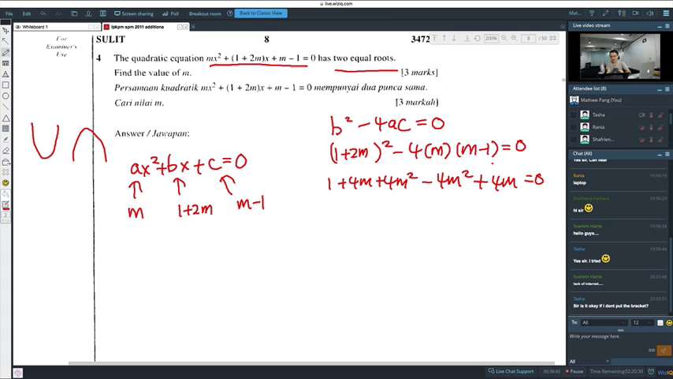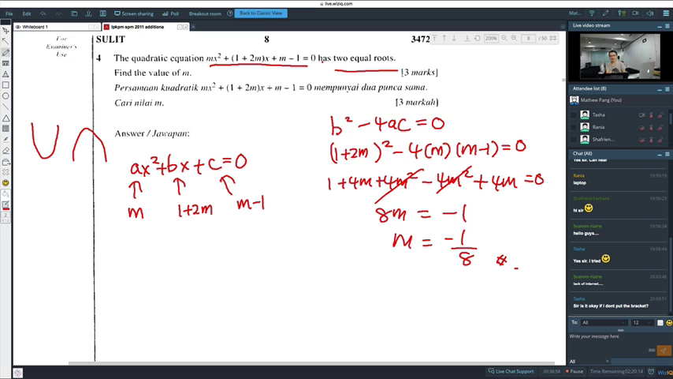You just expand it one by one. 4m squared and 4m squared I simplify. 4m plus 4m I get 8m plus 1. I move it to the other side, it will be minus 1. So m is just negative 1 over 8. Done, 3 marks. This question is quite simple.